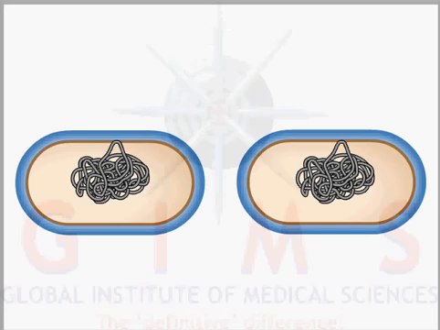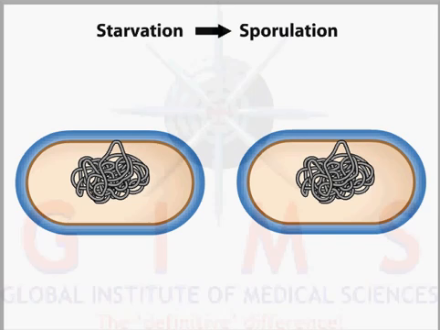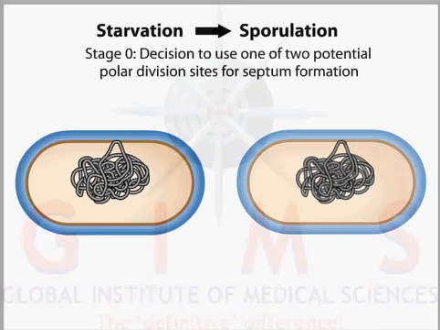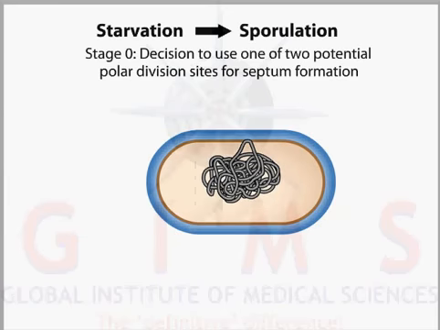In contrast, starvation initiates sporulation, an elaborate 8-hour genetic program that ultimately yields a spore. Sporulation can be divided into 8 morphological stages. Stage 0 represents the point at which the vegetative cell decides to use one of 2 potential polar division sites to begin septum formation instead of the central division site used for vegetative growth.